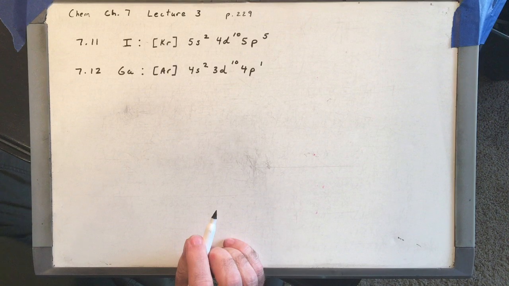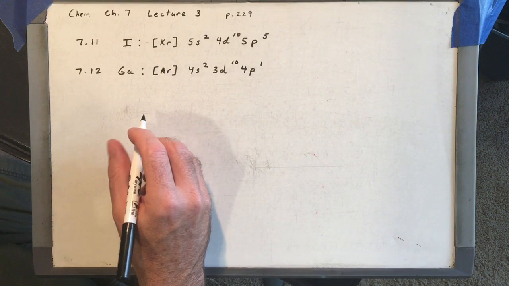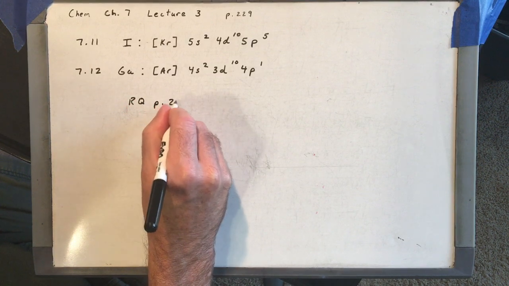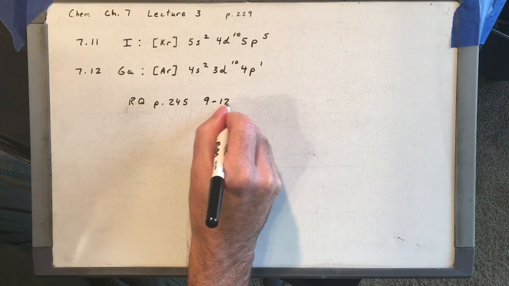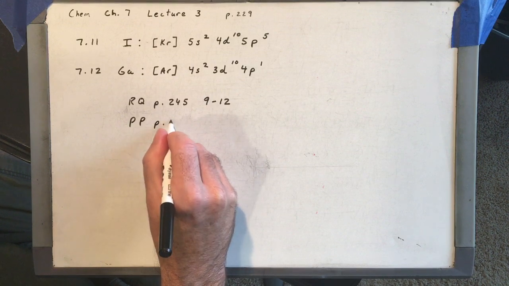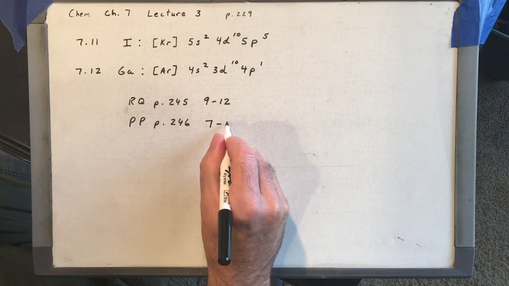All right, that completes chapter 7. The homework that you can do is review questions, page 245. You can finish those up, 9 through 12. And practice problems on page 246. These are just electron configurations, 7 through 10.